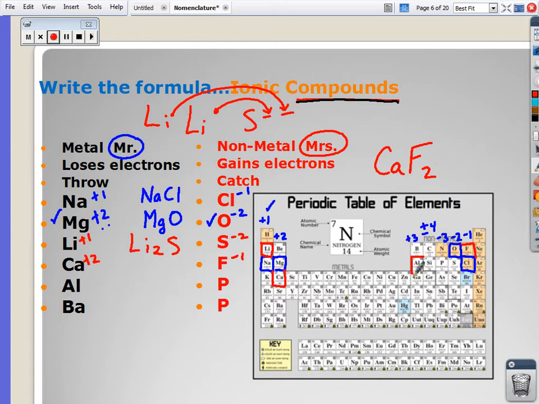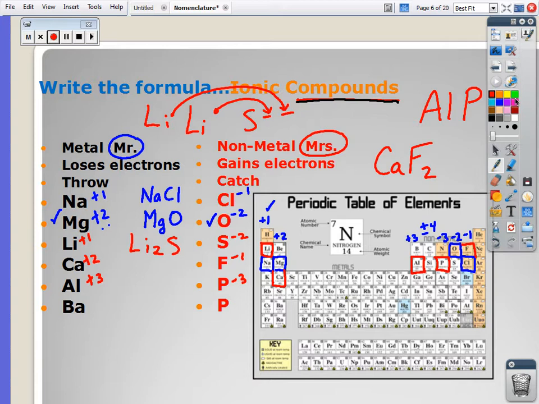Aluminum, +3. That means it has 3 electrons to throw. Phosphorus is -3, 3 mitts out to catch. So you would write that AlP, a 1-1 relationship. All right? Now the last one we're going to do is barium. Let me actually do this a different color because it's a little different. It's kind of tricky, but you're okay.